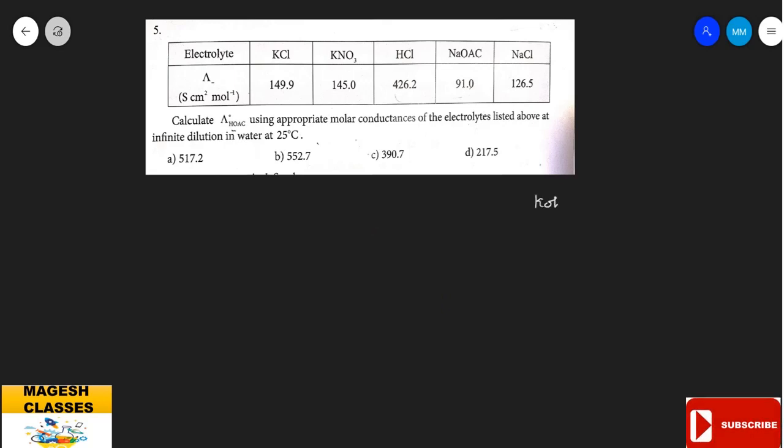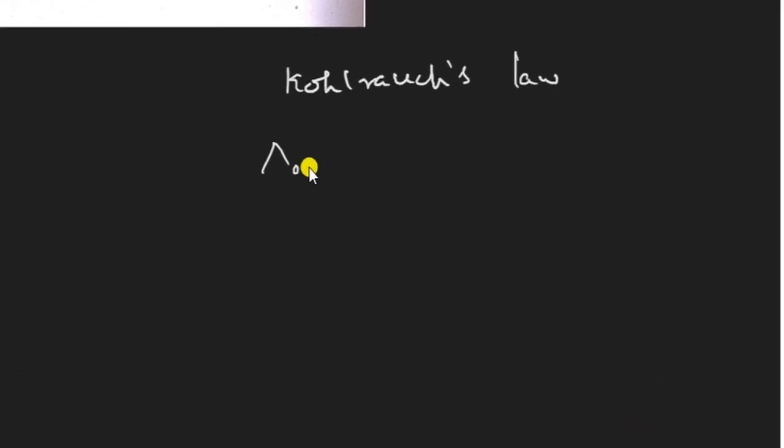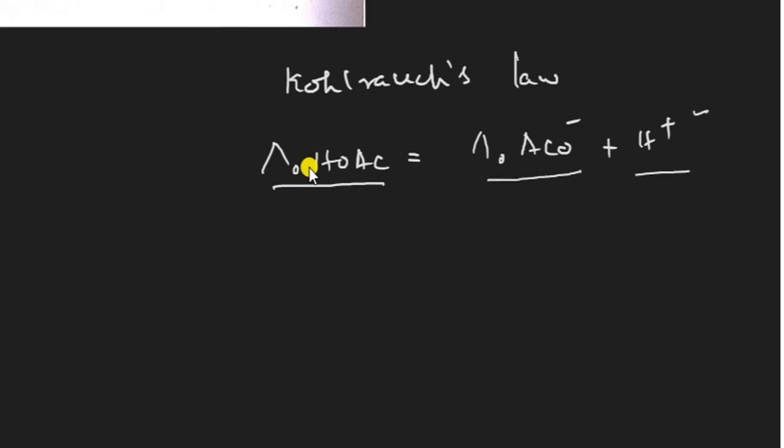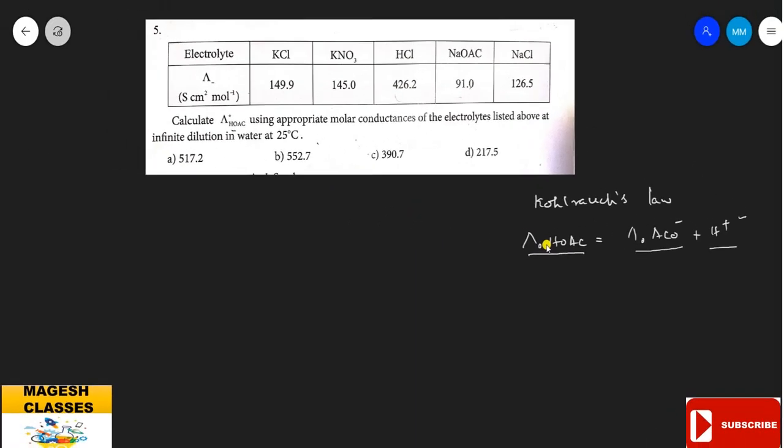It is based on the Kohlrausch law. So according to Kohlrausch law, lambda infinity of the electrolyte, here the given is acetic acid, is equal to the sum of the lambda of the constituent ions. What is that? That is AcO minus plus H plus. So in order to find the lambda infinity of this electrolyte, you have to sum up the lambda infinity of the H plus ion and the acetate ion. In the given data, the acetate ion is present in the NaOAc. So NaOAc dissociates into AcO minus and Na plus.